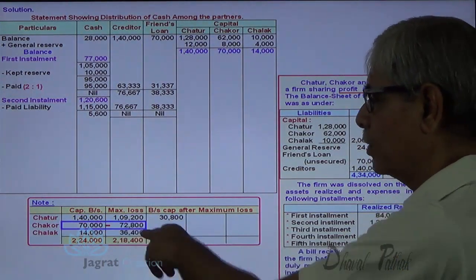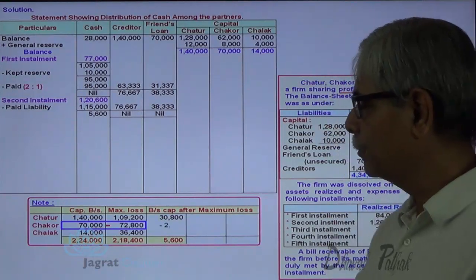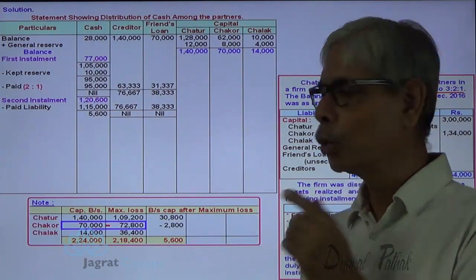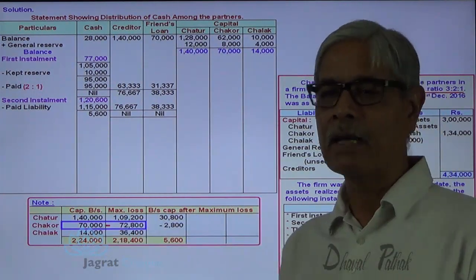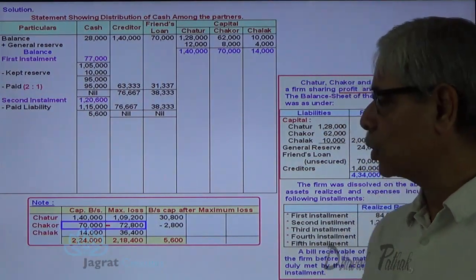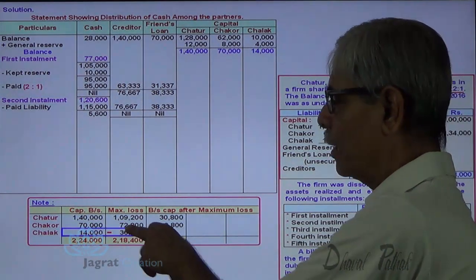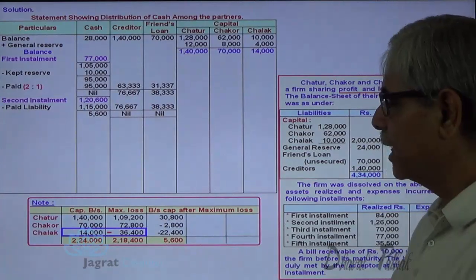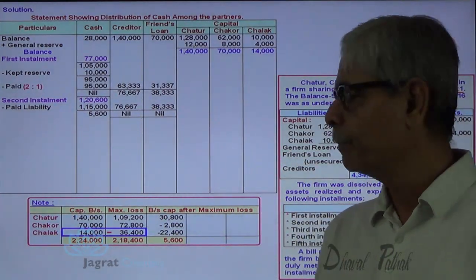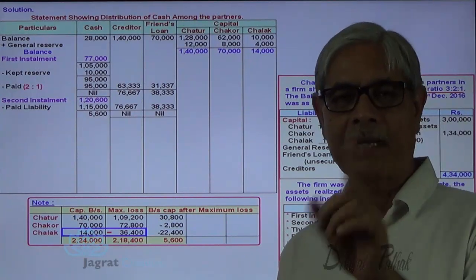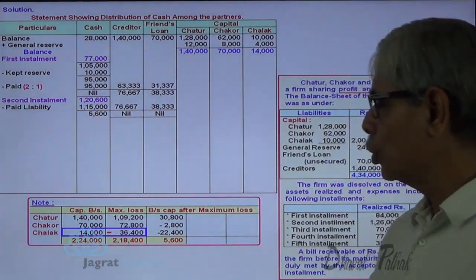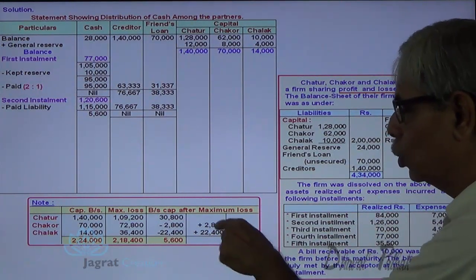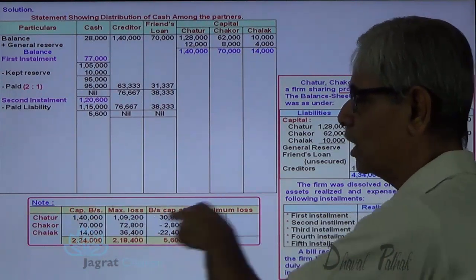But if you look at Chakor, he has no surplus capital, but there is a shortage. To meet with this maximum loss, capital is short. To meet with this maximum loss, capital is 70,000, so there is a 2,800 shortage of capital. Similarly, to meet with the loss of 36,400, the capital of Chalak is 14,000, so his capital is also short by 22,400. Now this short capital is to be adjusted against the surplus capital. So this minus 2,800 becomes plus 2,800, and the total of these two will be transferred to Chatur's capital account.